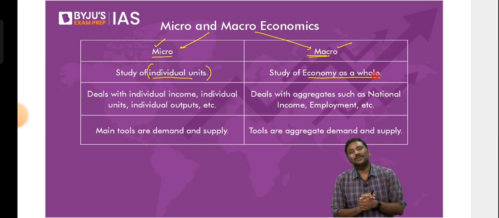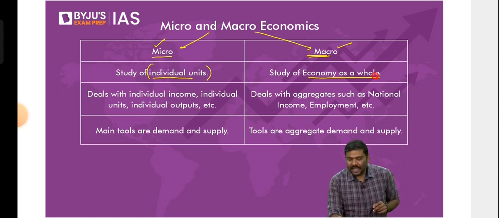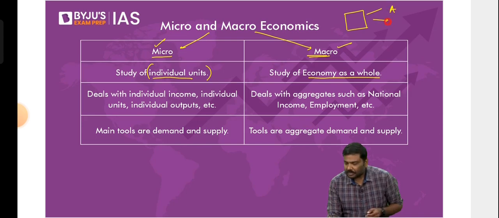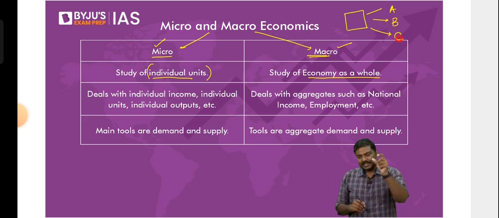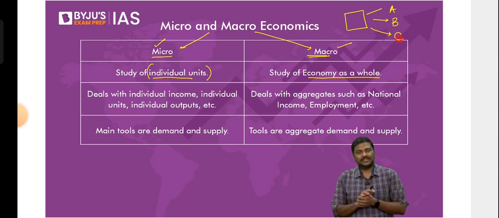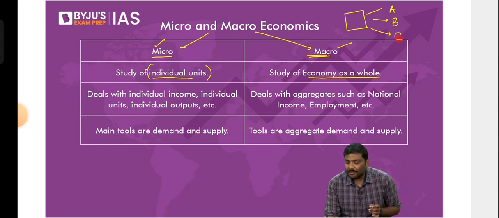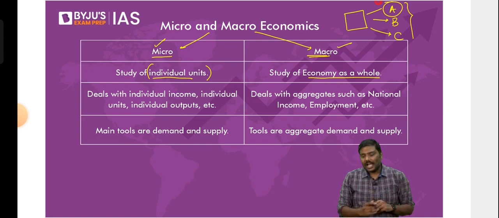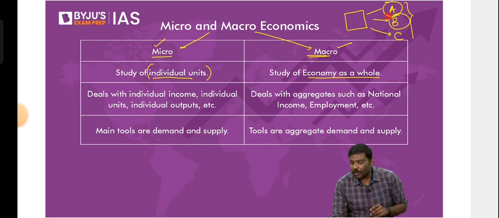So what do you mean by this? I'm unable to understand. Let me start with a very simple example. Imagine this is a house. And in this particular house, let's say there are three people, A, B, and C. Now, when I say microeconomics, what is the idea here? I will not be studying all the three people together. I'll be focusing individually on A, on B, and on C.